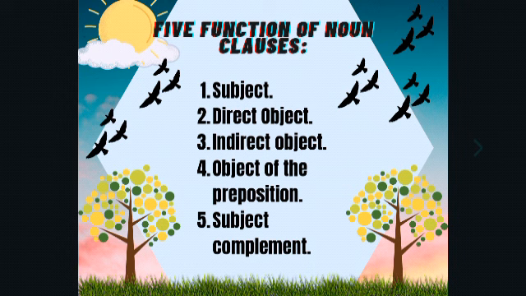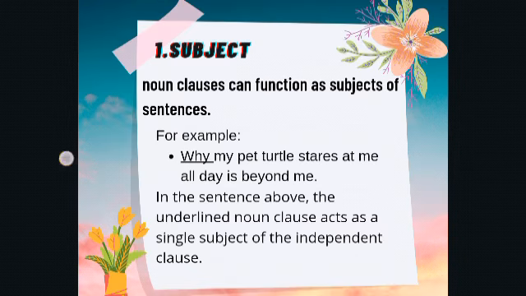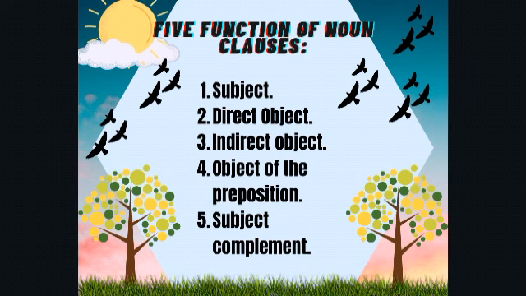Okay, five functions of a noun clause. First, subject. Next, direct object, indirect object, object of preposition, and the last one, subject complement.